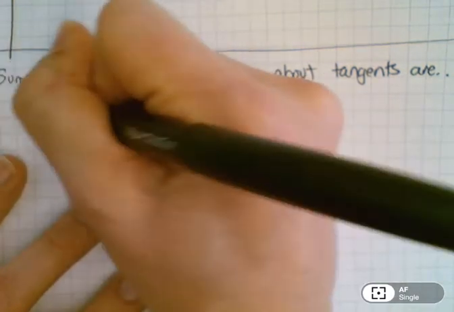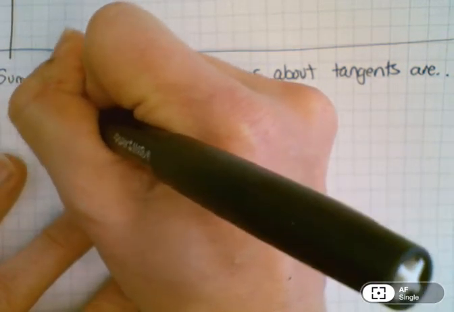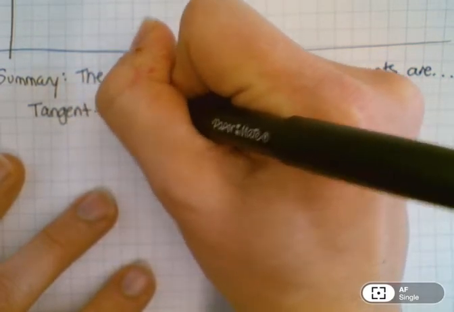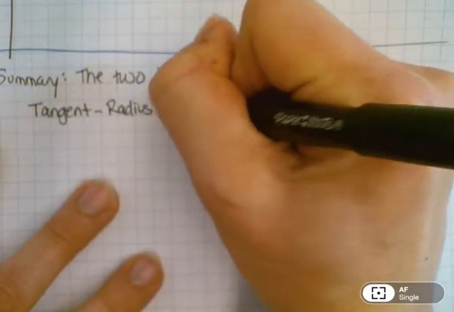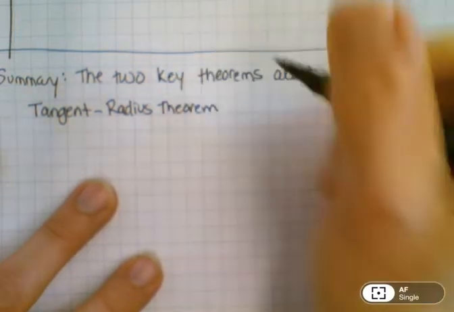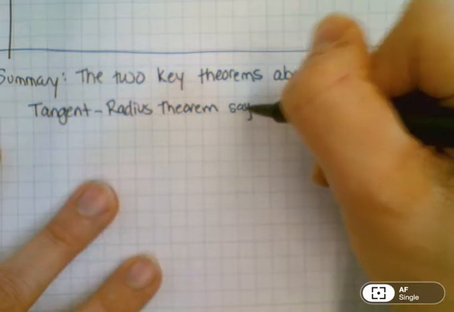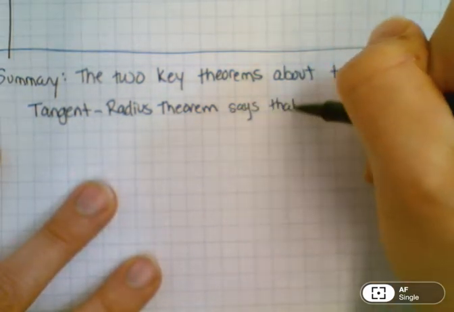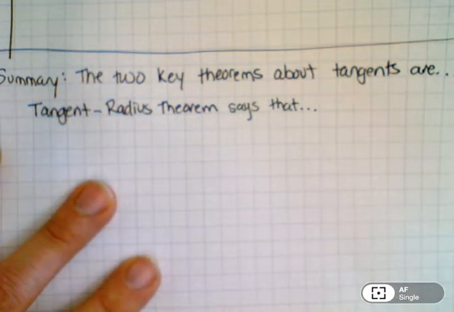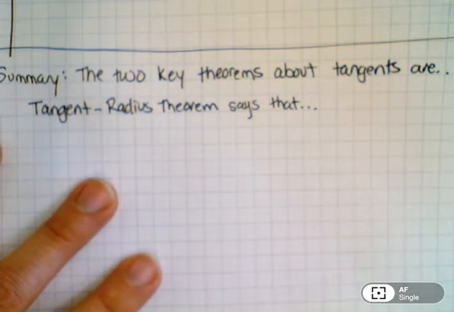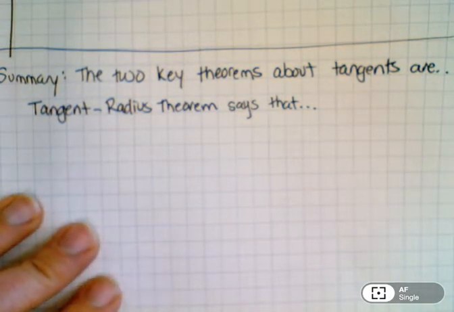And it's not enough to just list them. There is the tangent radius theorem. So you're going to write the tangent radius theorem says that, and then you get bonus points, not really, but I prefer if you write this theorem in your own words because that tells me that you really absorbed it and understood it.